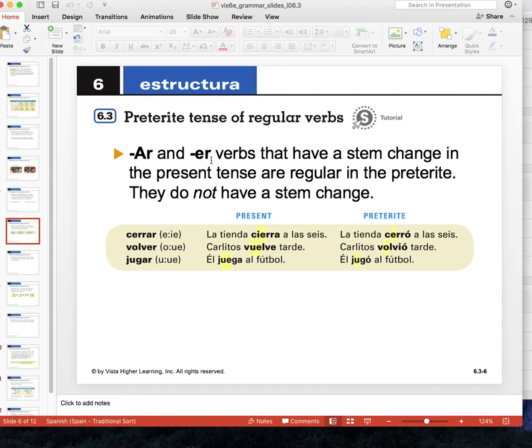All right, what else? So AR and ER verbs that have a stem change in the present tense are regular in the preterit. So that's good. The stem change goes away. They do not have a stem change.